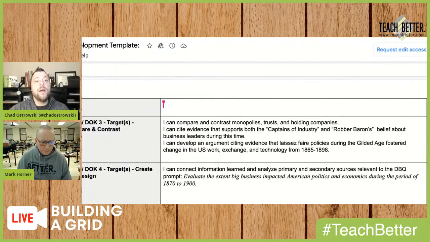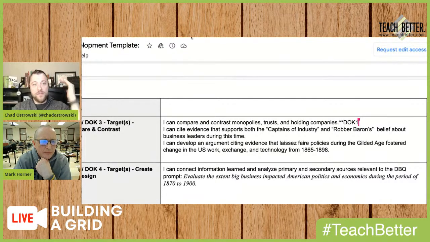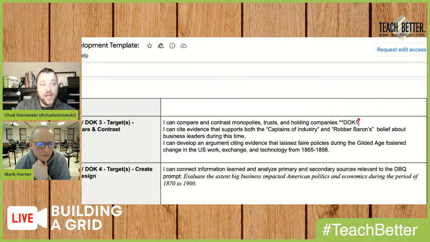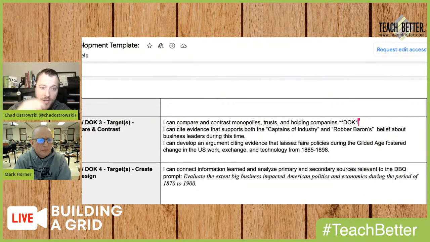That's all. Yeah. So I really like the DOK level here. I can cite evidence that supports both captains of industry and Robert Burns' belief about business leaders during this time. So citing evidence is the bread and butter of DOK3, folks. Citing evidence to support claims, citing evidence to support an argument, comparing and contrasting things. Mark is hitting it out of the park here in terms of really hitting home with higher level tasks in thinking, right?